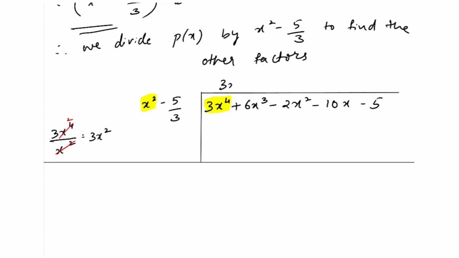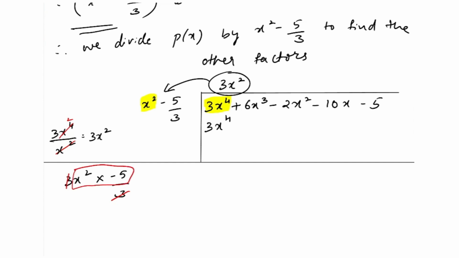Now we'll write this 3x square in the quotient place and we'll multiply with the g of x. So let us multiply 3x square into x square is 3x to the power of 4. Now next we'll multiply this 3x square into minus 5 by 3. If we notice here, this 3 and this 3 will get cancelled. We are left with minus 5x square. So wherever the x square term is there, we'll write below that. We'll get minus 5x square.